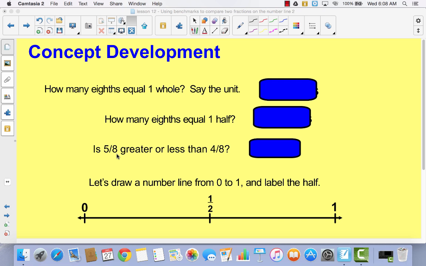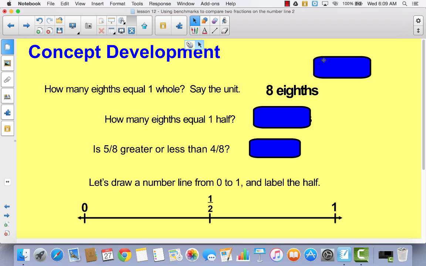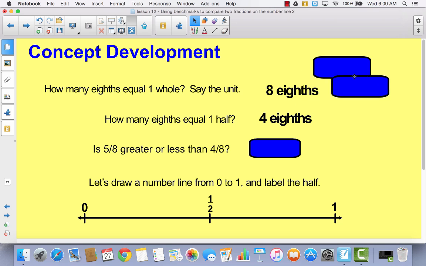All right, now the first thing I want you to think about is how many eighths are equal to one whole? Well, if it's eighths, that means that there are 8 eighths in one whole, 8 out of 8. So if we are dividing a tape diagram or a number line into eighths, how many eighths are equal to 1/2? Well, 1/2 would be 4 eighths because 4 is half of 8.